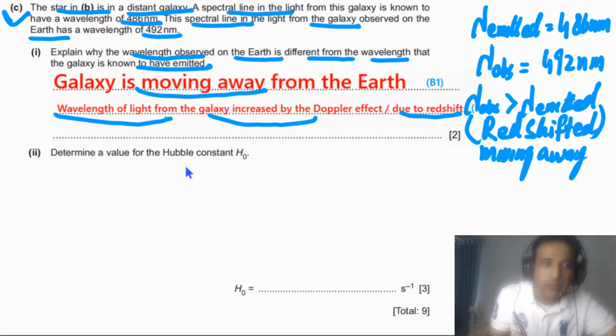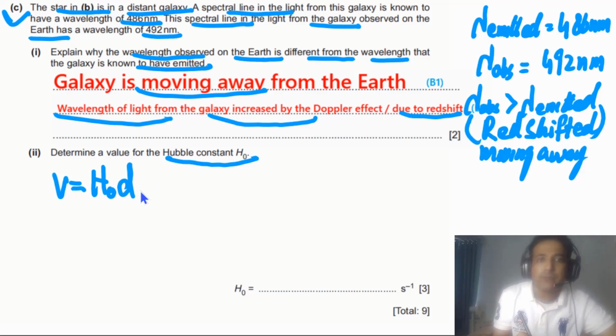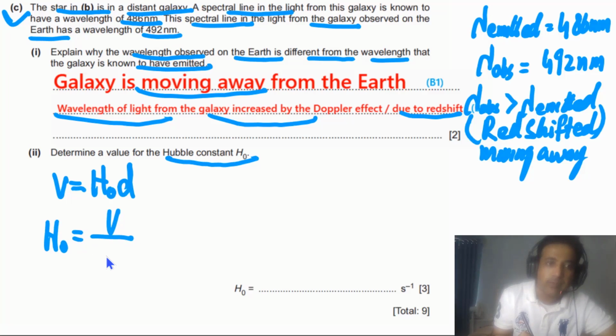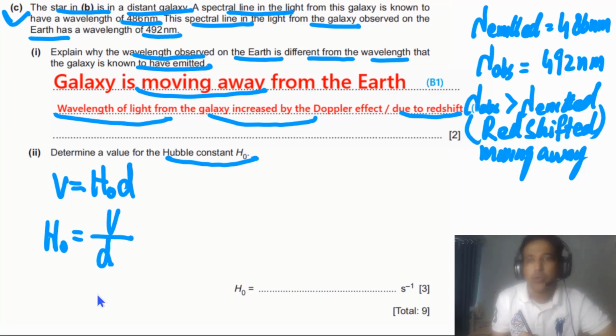For the second part we need to determine the value of the Hubble constant, and we understand the Hubble equation means V is equal to H naught D, but the value of D was already given to us in part B. So if we have the value of V, we can calculate H naught. So H naught is simply equal to V divided by D. V is the speed of the galaxy.